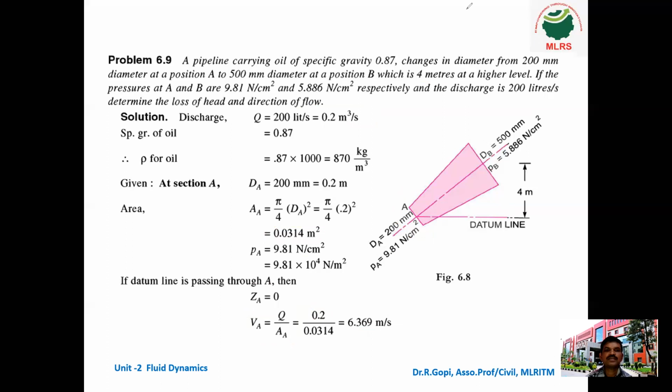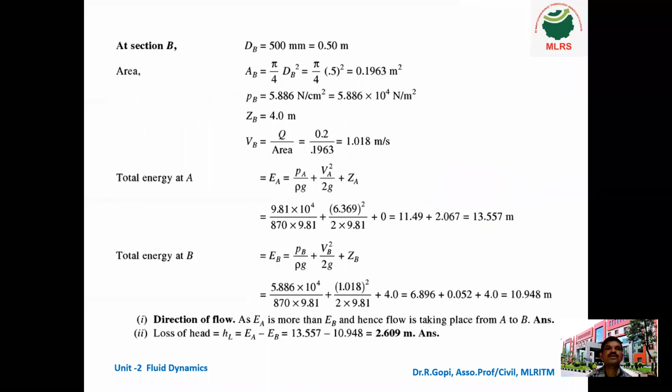Okay. So once VA is found, we can easily calculate the total energy at point A. But before that, we need to calculate at section B. What is the diameter of section B? It is 500 mm, also 0.5 meter. So AB is pi by 4 into dB square, it is 0.1963 meter square. PB is 5.886 into 10 power 4 Newton per meter square. ZB is equal to 4 meter.